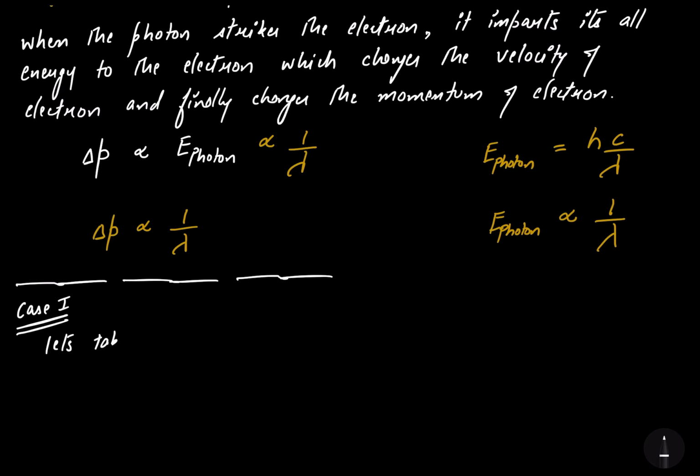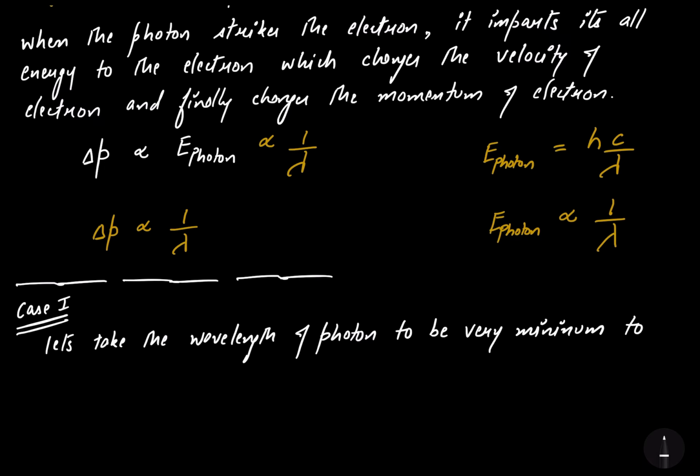Let's take the wavelength of photon to be very minimum, to determine the position of electron with minimum error.